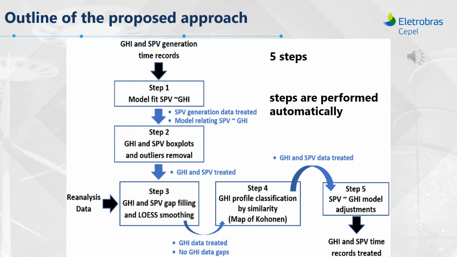First, at step 1, we fit a linear regression model to GHI and SPV data. Next, at step 2, we remove growth outliers. At step 3, we fill in the gaps. At step 4, we clusterize the GHI profile and remove additional outliers in the GHI data. Finally, we fit a new linear regression model to GHI and SPV data and remove the last outliers in the SPV data.